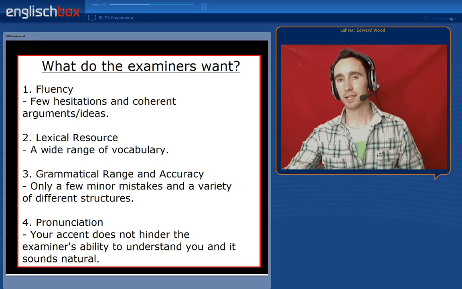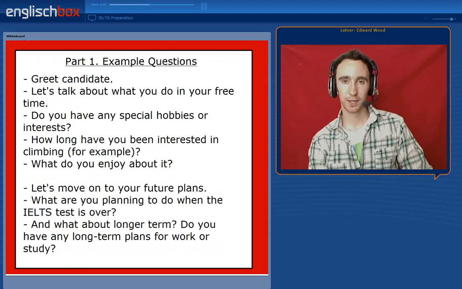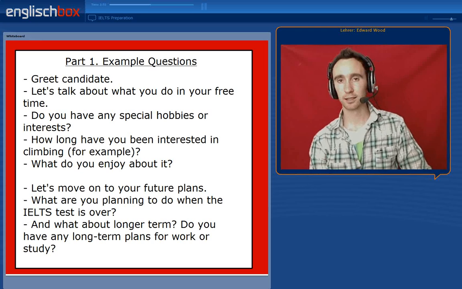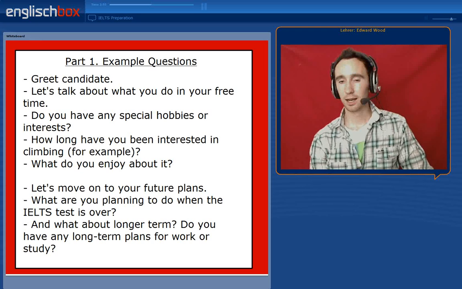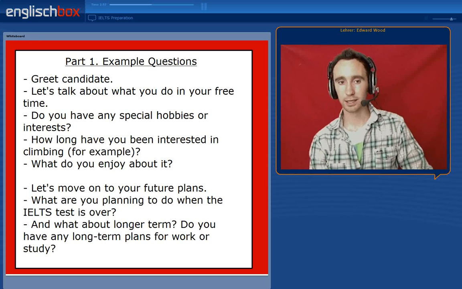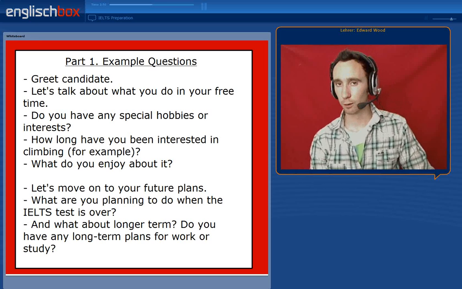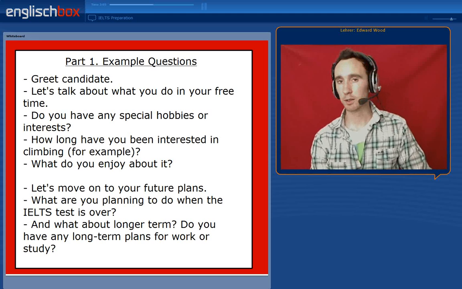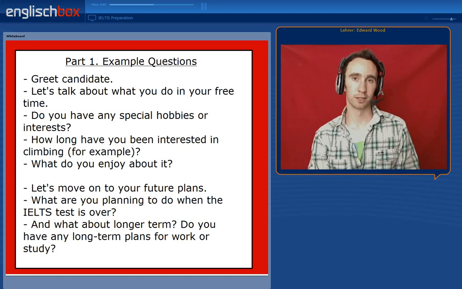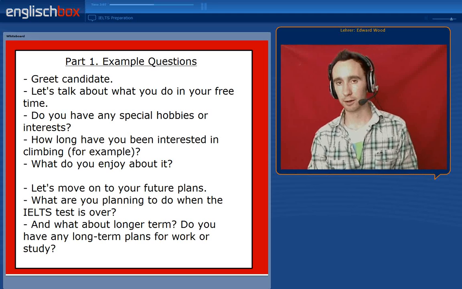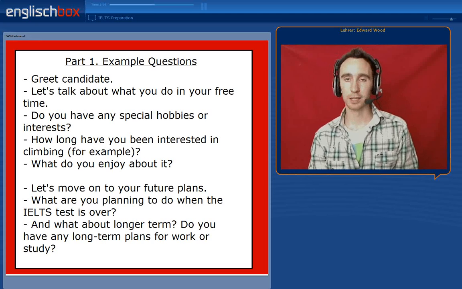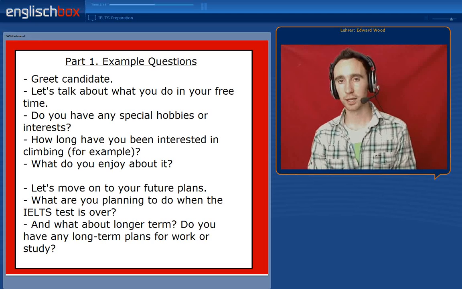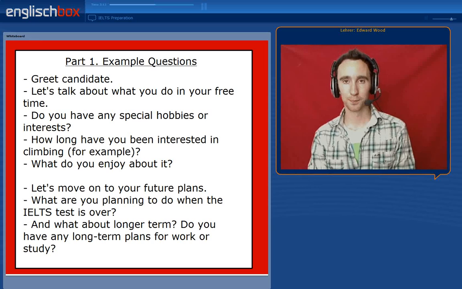So let's look at some example questions. At the beginning of the exam we have the introduction, where the candidate is greeted, and we have an example here. Let's talk about what you do in your free time. Do you have any special hobbies or interests? How long have you been interested in climbing, for example, and what do you enjoy about it? So, very general questions that you can prepare before the exam.